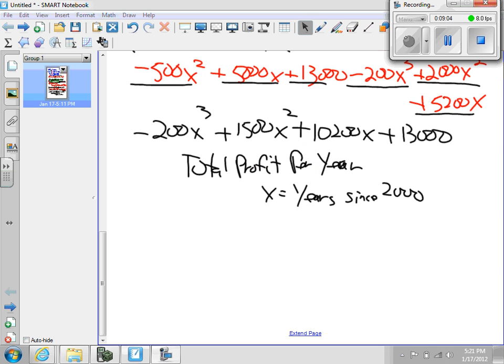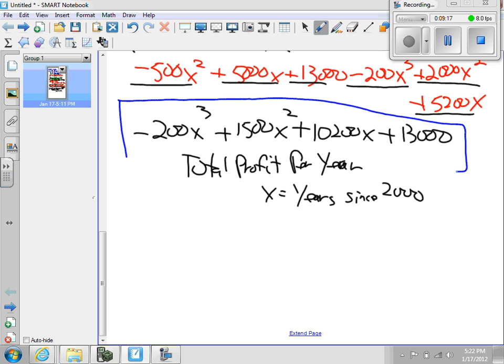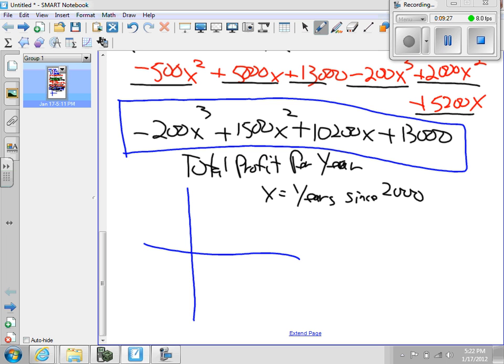Now the question asks, according to the model, what happens to the total profit over time? Well, this is our total profit over time, and what's going to happen to it? Well, if I'm making it into a graph, my highest power is 3, which is odd. And my leading coefficient, of my term with the highest power, is negative.